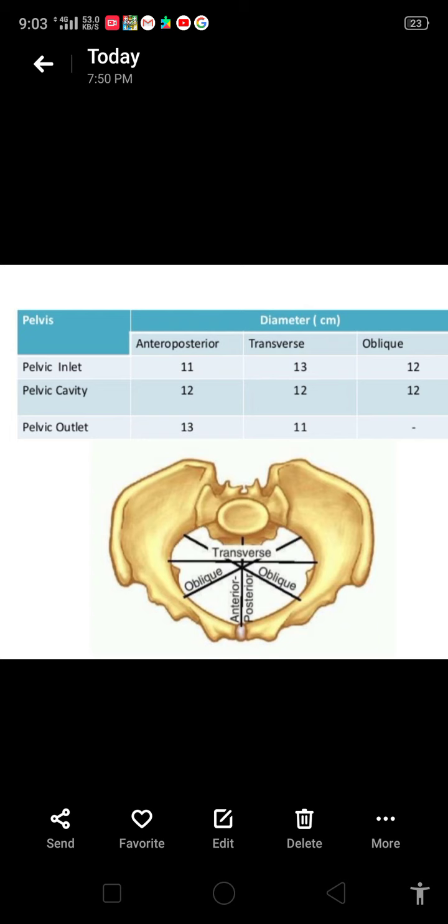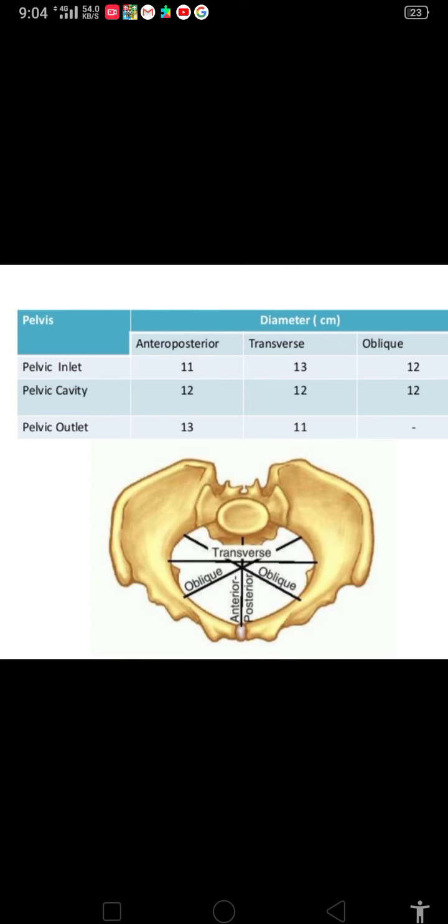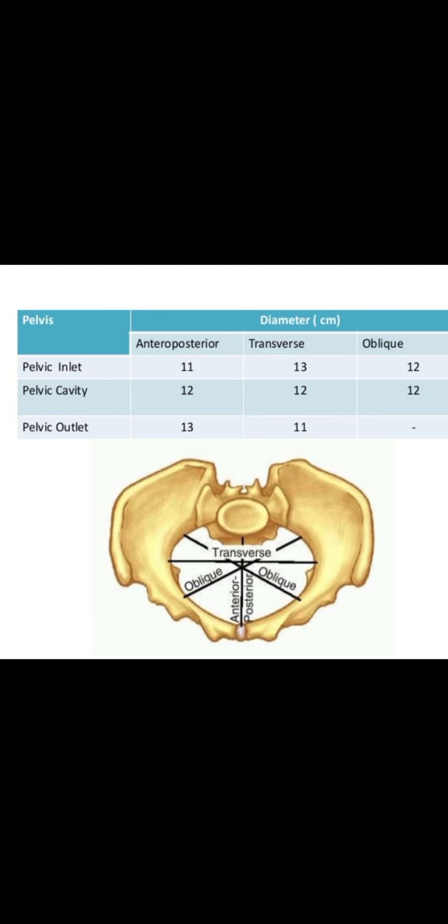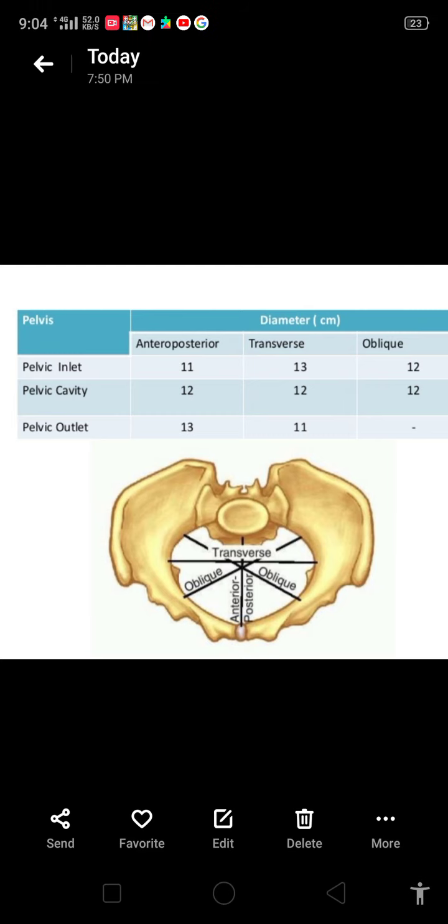This diameter can be studied under three headings. There are three kinds of anterior posterior diameter: one is called the diagonal conjugate, the other the obstetrical conjugate, and the last the true conjugate. The diagonal conjugate is the distance between the lower border of the symphysis pubis to the upper border of the sacral promontory. It is about 12 centimeters.